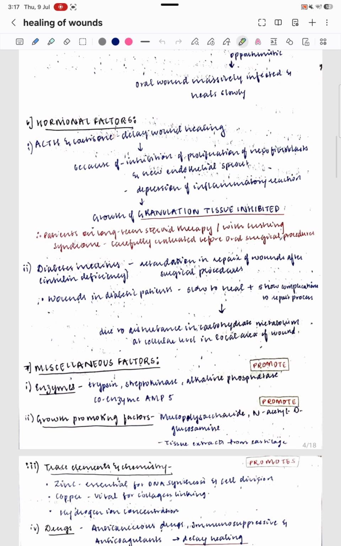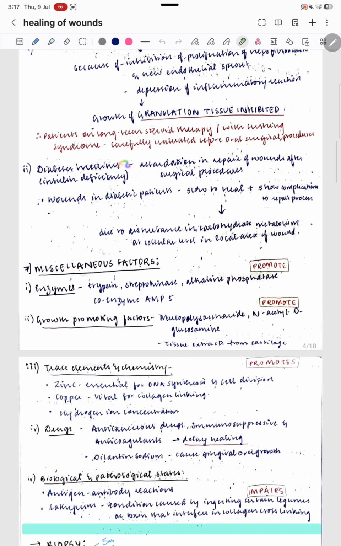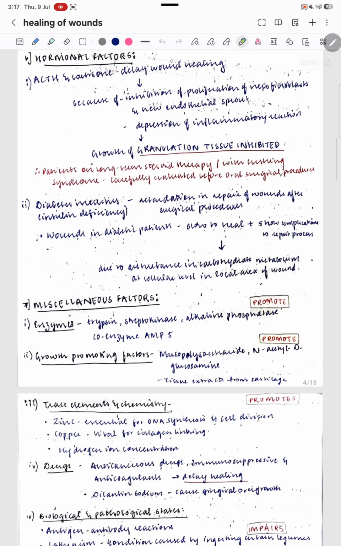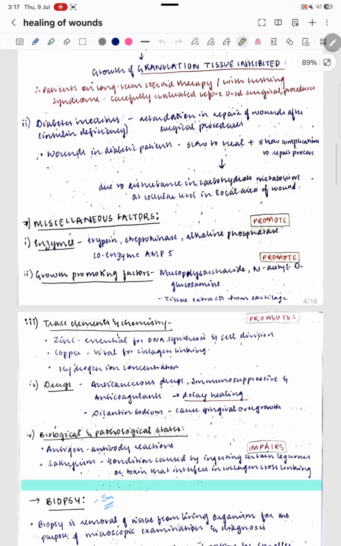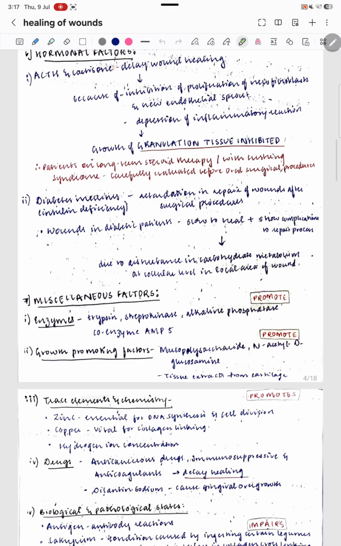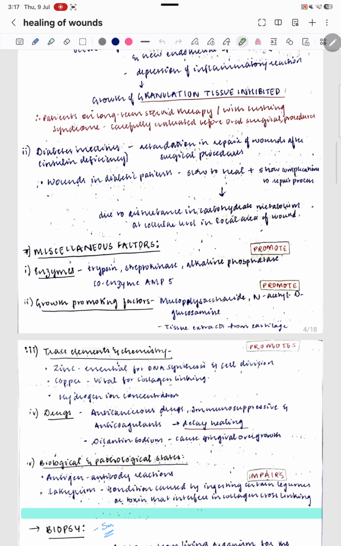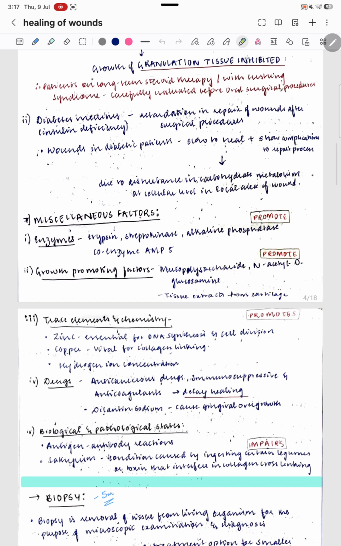Then there is a hormonal effect. In this you just need to know that cortisone delays wound healing. Okay. Then there is diabetes. In diabetes also there is retardation of wound healing. The wound heals very slowly, due to a disturbance in carbohydrate metabolism.